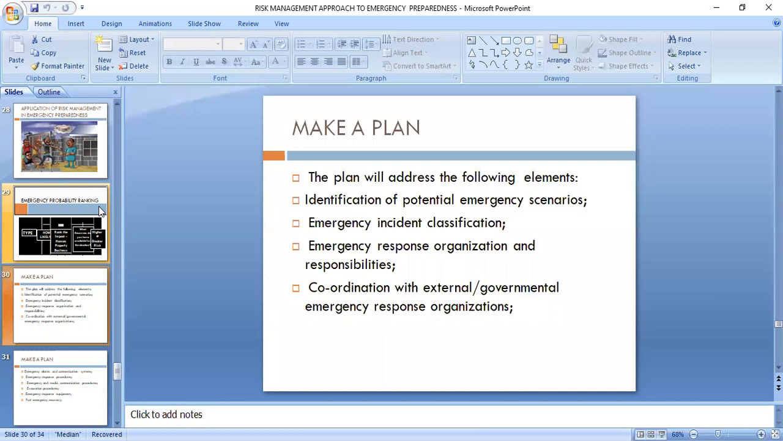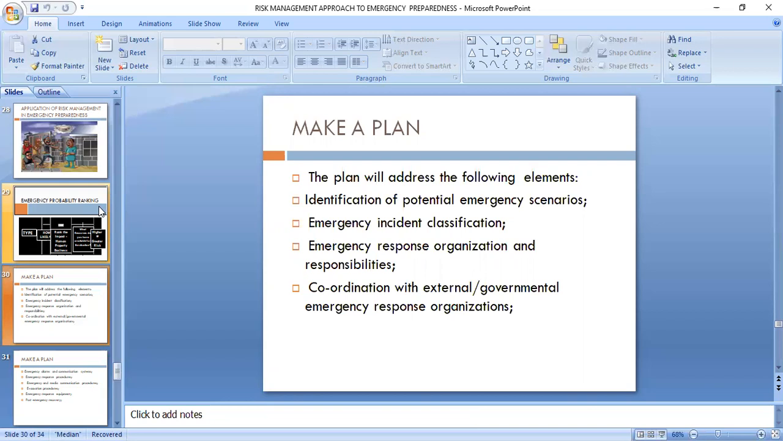Okay, so now that you have understood the risk, you need to start making an emergency preparedness plan. The plan will address identification of potential emergency scenarios, what will go wrong; emergency incident classification, how do we classify, how do we rank; emergency response organization and responsibilities, who is responsible for what, who are the first aid guys, who are the first responders. So we need to be able to identify those.